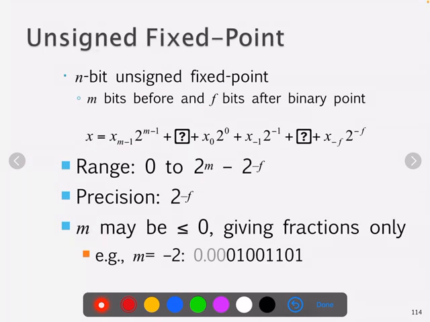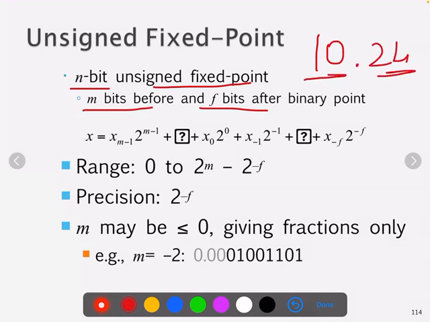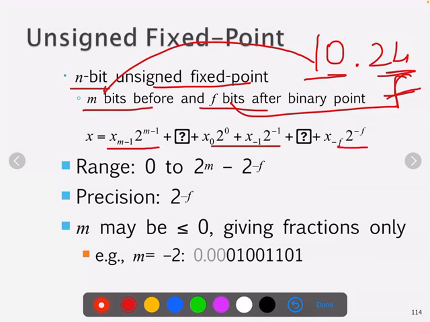Again, there is unsigned fixed point. If it is an n bit unsigned fixed point, there are m bits before and f bits after the binary point. Here m bits before is like 10, and 0.24 is like f bits. So x is equal to x m minus 1 times 2 to the power of m minus 1, and it continues until x minus f times 2 to the power of minus f. The range and precision of this is given over here.